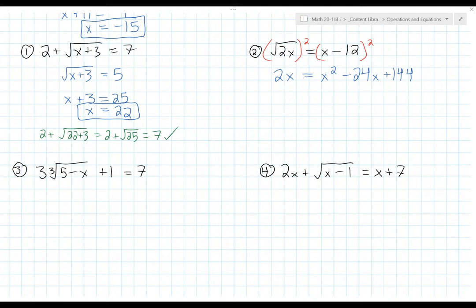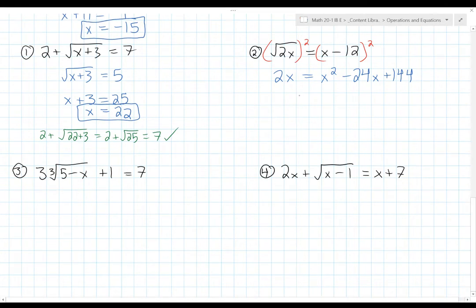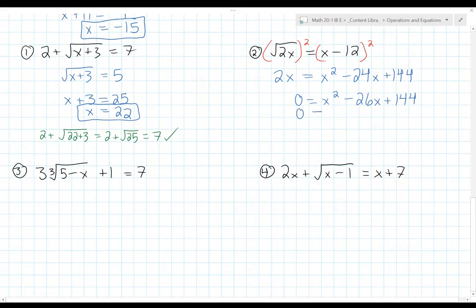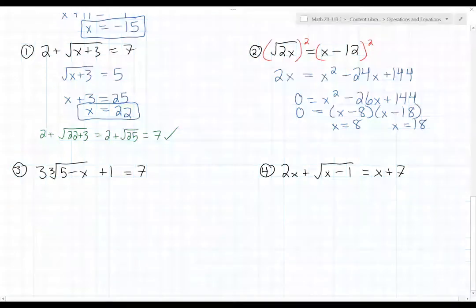This is now a quadratic equation, so I'm going to move everything over to one side of the equation: x squared minus 26x plus 144. You can just use the quadratic formula at this stage because these are kind of biggish numbers, but it is factorable. It's x minus 8 times x minus 18, which means I get two solutions here, either x equals 8 or x equals 18, and I have to check both of them.